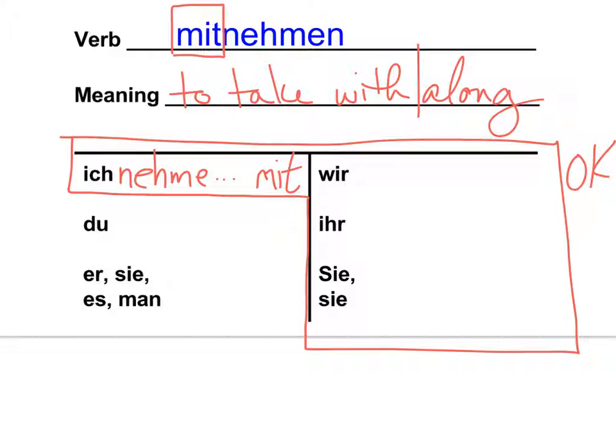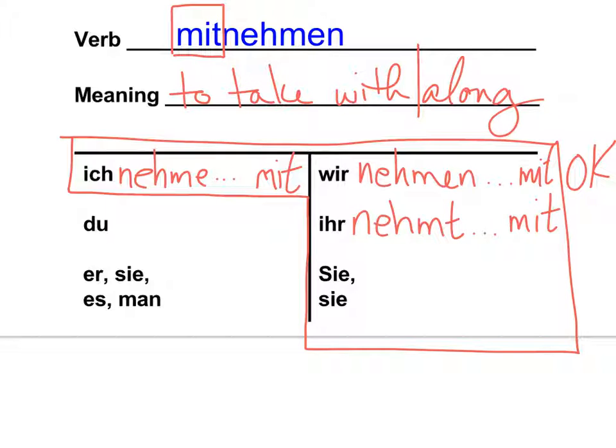What about wir? How do you conjugate it for wir? Nehmen and mit. Ihr? Nehmt and mit. And sie, Sie? Nehmen mit.